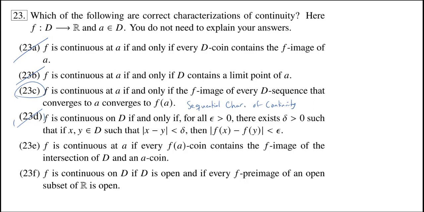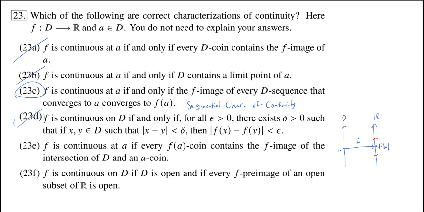Okay, the next one. F is continuous at a if every f of a coin contains the f image of the intersection of D and an a coin. And that's actually correct too. That was our original definition of continuity. If we drew a picture, we say, okay, there's D, there's the real numbers. I have some point a, and I want to know if f is continuous. Well, it's in the domain, so I can apply f to it, and I get f of a. And it says, okay, we check every f of a coin. So I put a coin around it, and I want to know if this coin contains the f image of the intersection of D and an a coin.